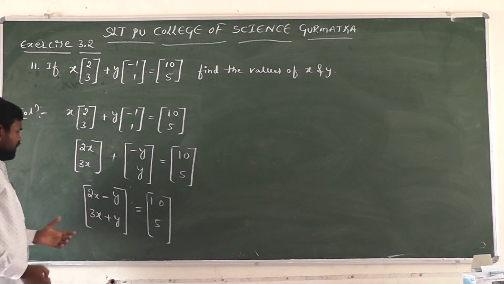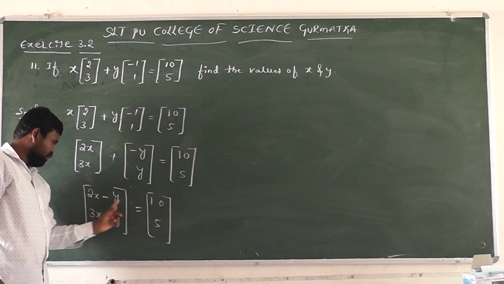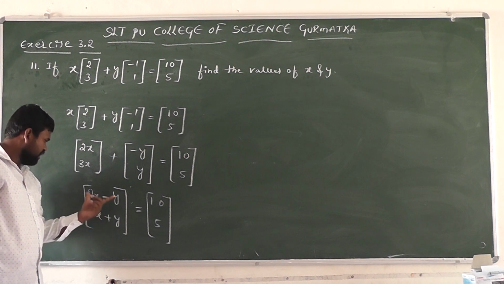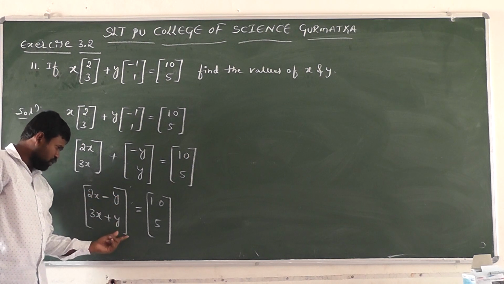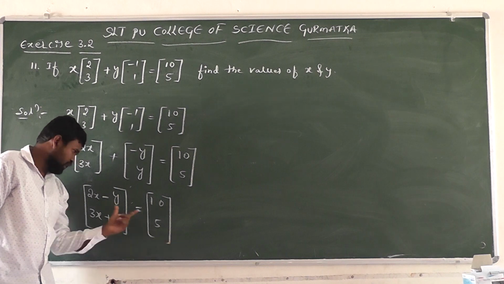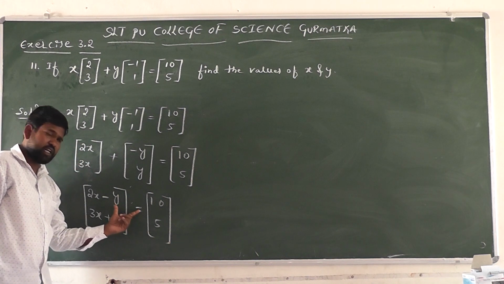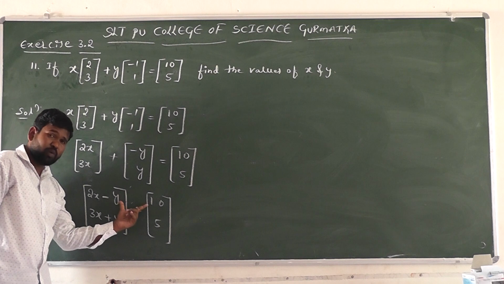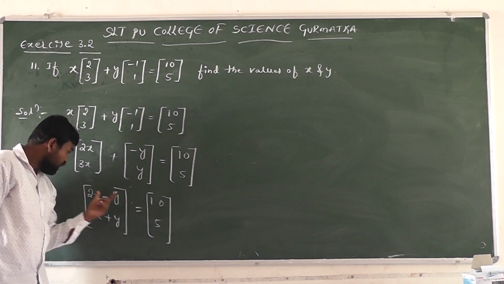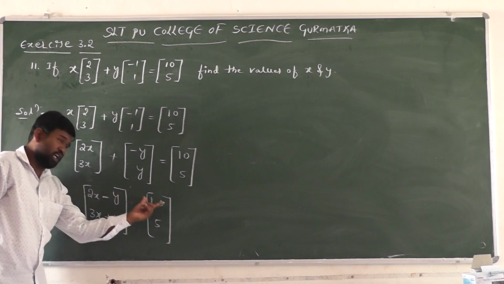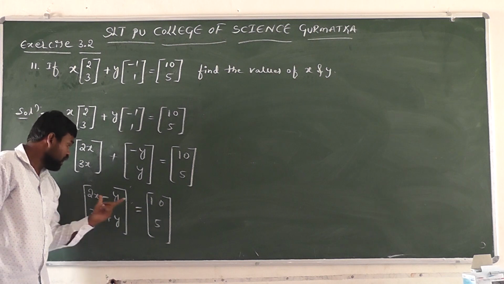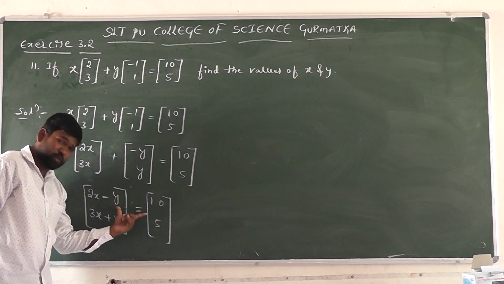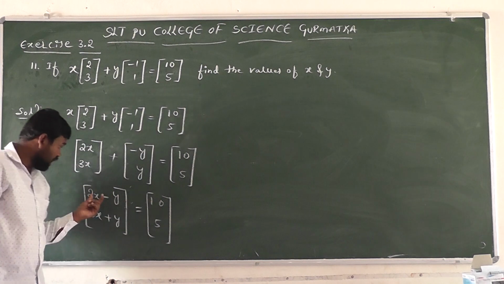Here what is the order of this matrix? This is one entire element, and this one is another. This one has order 2 cross 1, and this matrix also has order 2 cross 1. What is the sign in between? Equal sign. Two matrices are said to be equal if their order is the same and their corresponding elements are also equal. That is the definition of equality of matrices.